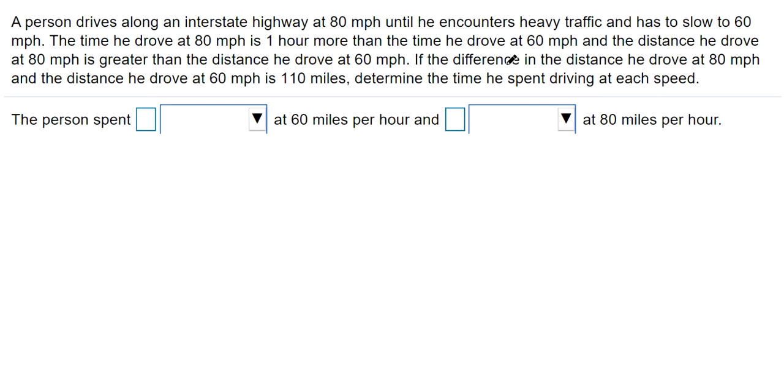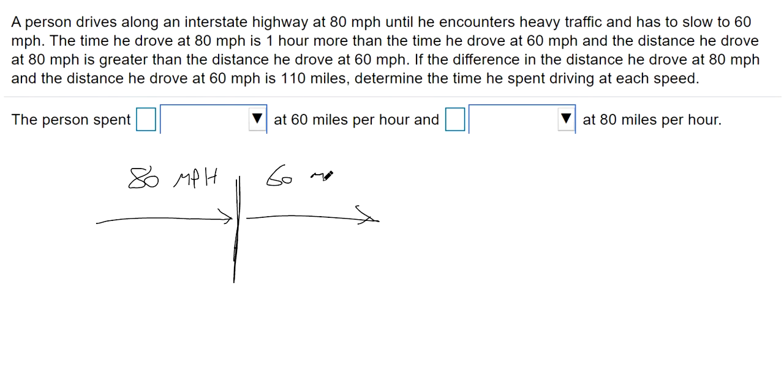A person drives along Interstate at 80 miles an hour until he encounters heavy traffic. So I'm going to draw a little vector here. 80 miles per hour. And then we hit some traffic, and we're going 60 miles per hour.